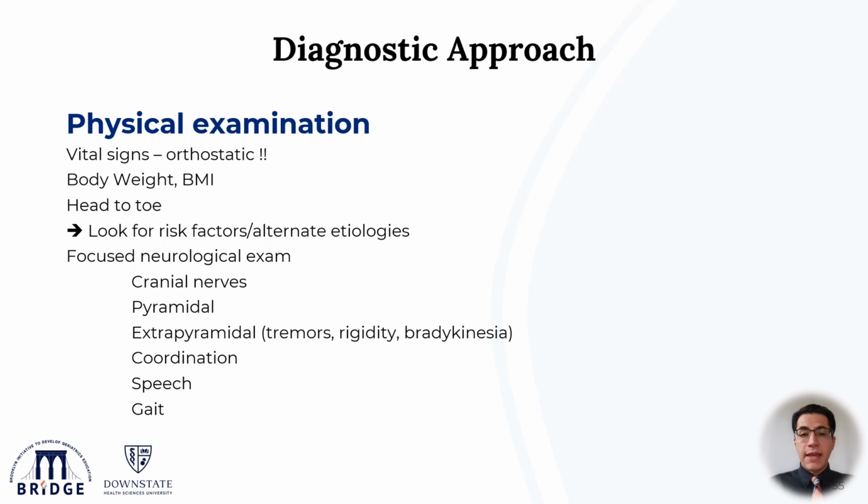The physical exam can be crucial, especially vital signs and ruling out orthostatic hypotension. Body weight and their BMI can also be important. Do a head-to-toe examination, and you focus on risk factors for cognitive impairment and alternate etiologies. You may need a focused neurological exam, focusing on the cranial nerves, pyramidal system, extrapyramidal system, coordination, speech, and gait.